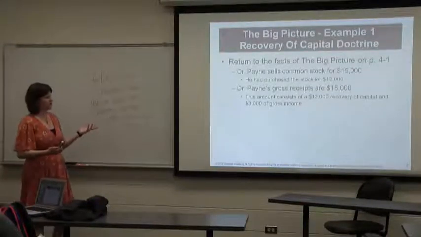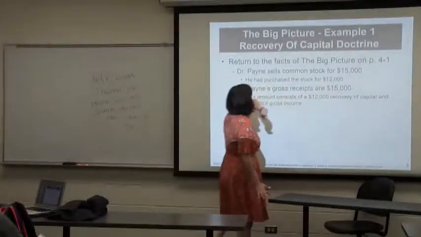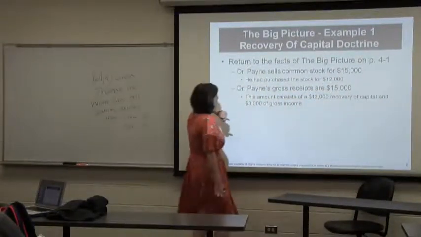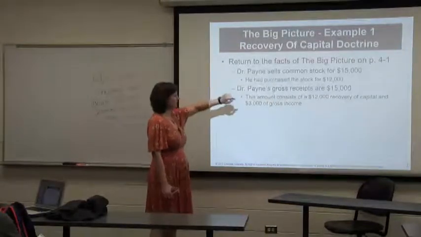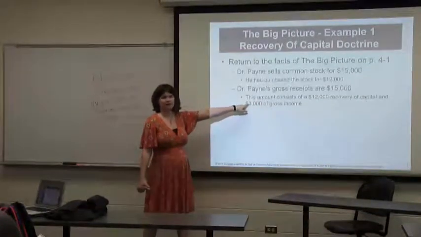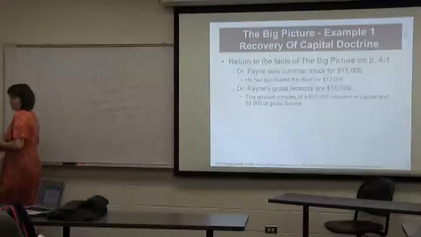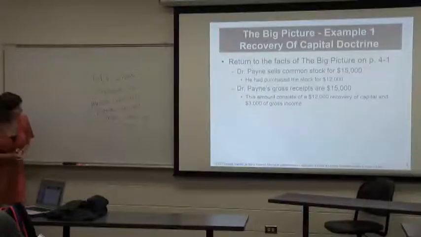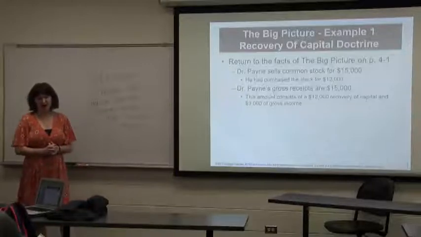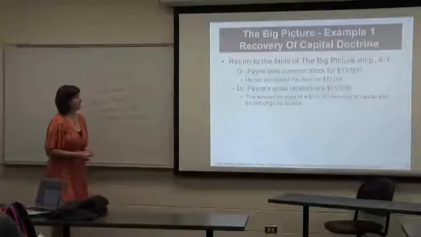Dr. Payne's facts, he purchased some stock for $12,000. This is his basis, right? $12,000, his basis. He sells it for $15,000. This is his amount realized, right? So how much gross income does he have? $3,000 of gain realized and $3,000 of gain recognized. And will that be capital gain or ordinary income? Capital, right? Because it's stock. If he held it for 5 years, is that long term or short term? Long term, right? Okay.